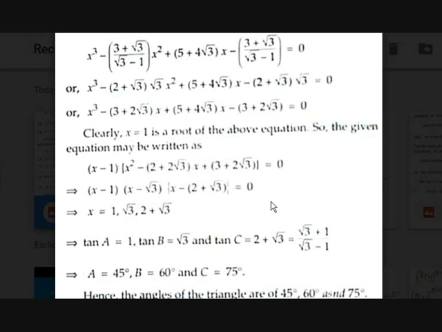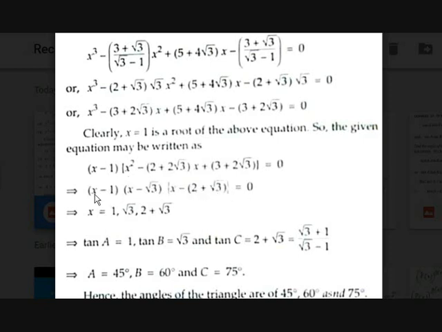For factorizing this, we divide the last term as √3 and (2 + √3). If you take √3 common, you will get √3 into (2 + √3), right? If we add them, √3 plus 2 plus √3, then what will we get? You will get 2 + 2√3, or √3 plus √3 becomes 2√3. So you can divide this middle term as −√3 x − (2 + √3) x. And if we factorize and take common, you will get (x − √3)(x − 2 − √3) is equal to 0.